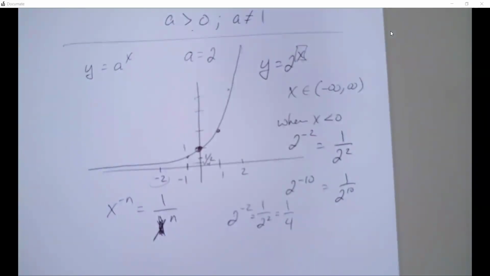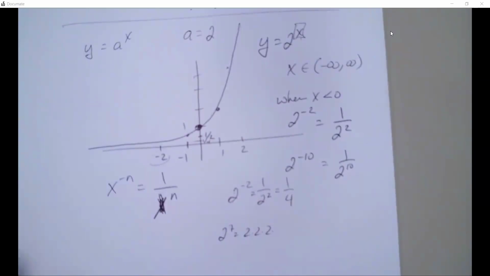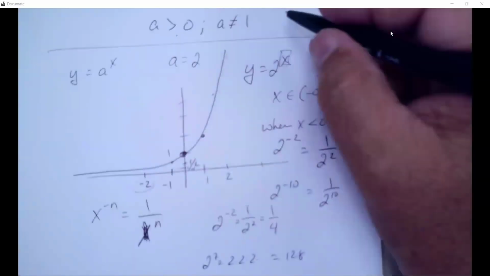Power of 7, right? 2 to the power 7 is 2 times 2 times 2, 7 times. That equals 128. So at 7, it'd go up to 128.